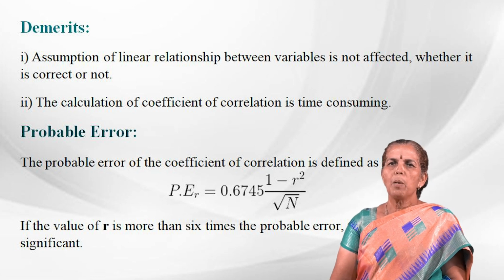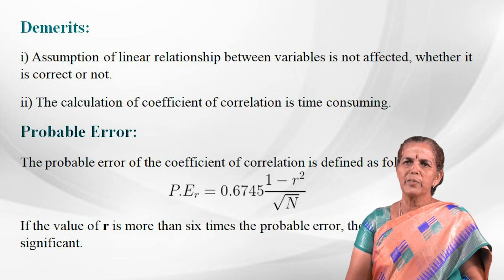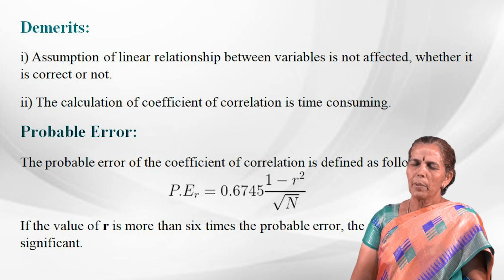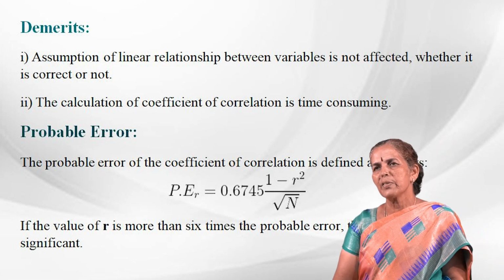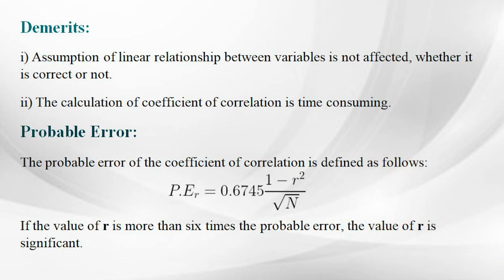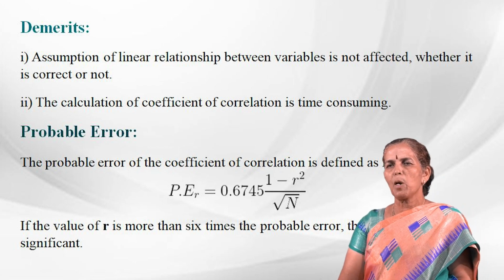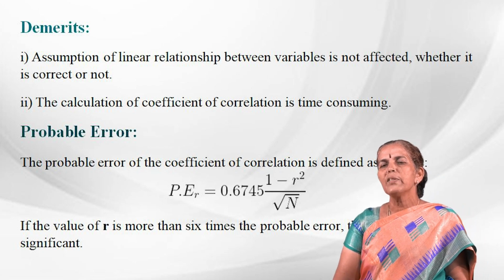Then next, probable error. The probable error is used to test the coefficient of correlation. Probable error of coefficient of correlation is defined as 0.6745 into 1 minus r square divided by root n. If the value of r is more than 6 times the probable error, the value of r is significant.